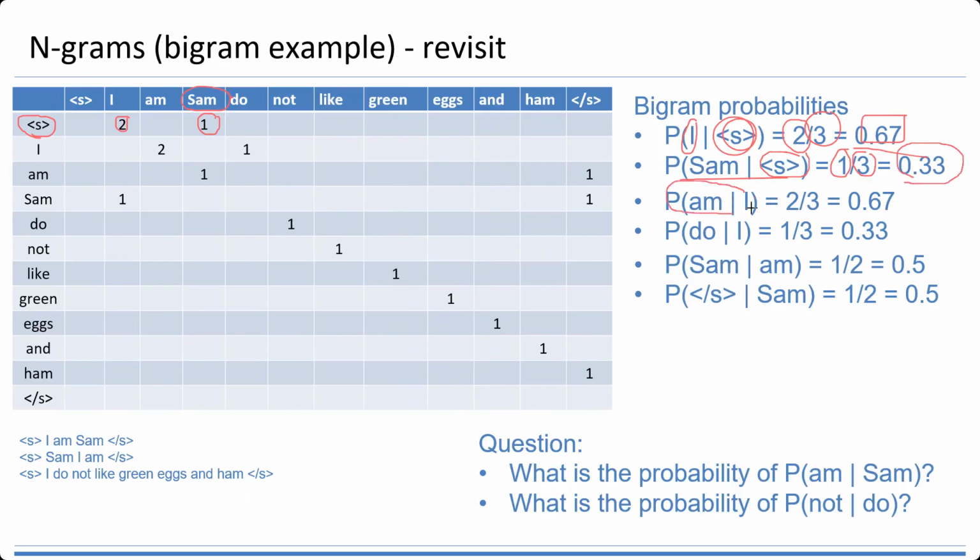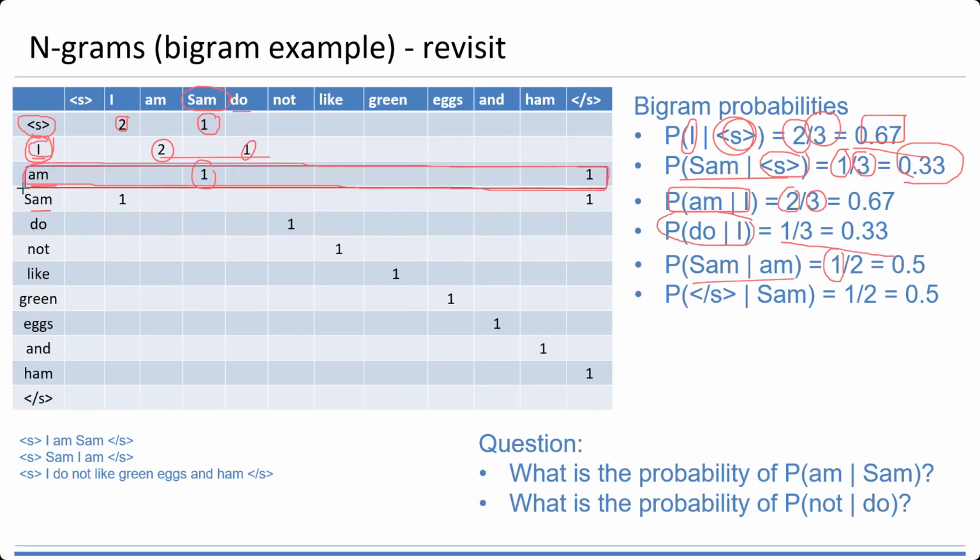What about the probability of am given I? Given I, what will be the next word if the word is am? So there are two, and there are three occurrences of I. So 2 divided by 3. Then the probability of I given I... given I, there is one sentence followed by am, so it is 1 over 2. Sam and am: we have am and it is followed by Sam. So we have 1, and there are 2 sentences where am appears. So it means 1 divided by 2.